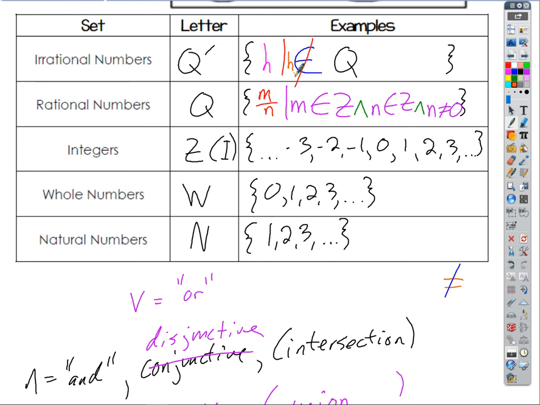So H is just, we're defining, H is what populates this set. So Q prime is the set of all H. What the heck is H? Well, that's H. H is just not an element of Q. And we're assuming here for all these that we're talking about real numbers. So we're assuming from the very beginning that everything in here that we define is some kind of real number. Okay, other questions?